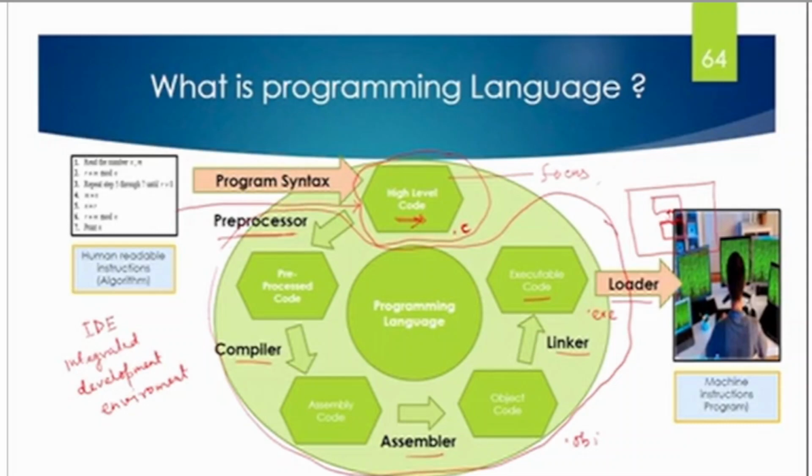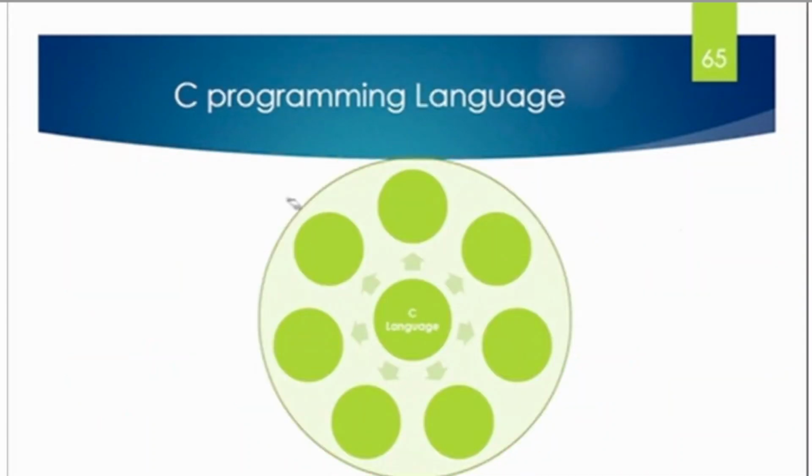So our task is very simple, just to learn how to convert any particular algorithm into high level code. Now let us see what are the features of the C programming language. First, C is a very flexible language. Initially, C language was developed for system programming, but now it can be used for any application like embedded systems or any business software, anything.